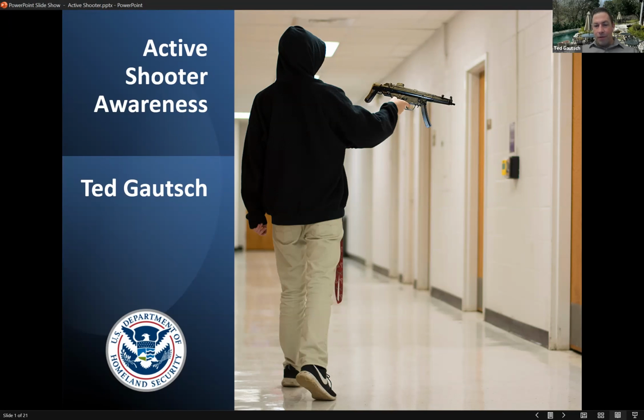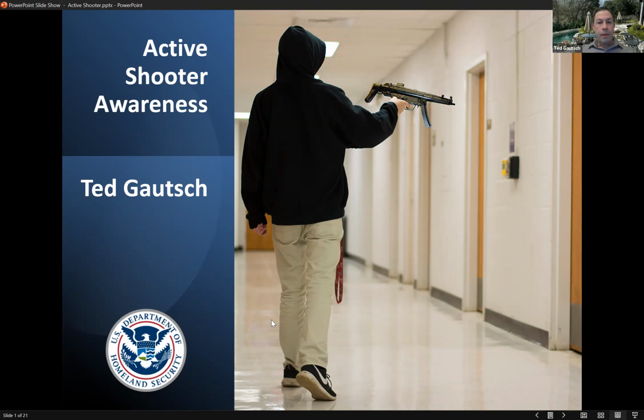I don't know if anybody's ever heard of the term active assailant. That's being used now quite often. Active shooter, active assailant, pretty much the same thing. The only difference is the method of killing. Active assailants utilize other sources to kill with: knives, swords, cars, whatever. So this has morphed a little bit over the years, and the terminology is going to change probably as these things continue to happen.